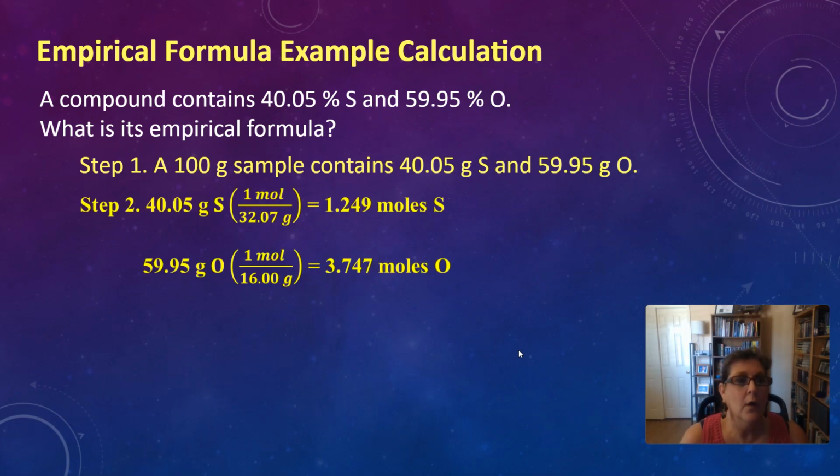Step 2, 40.05 grams of sulfur, change to moles using the molar mass of sulfur. Again, all you have to do is find sulfur in the table. There's 32.07 grams of sulfur in 1 mole. The grams goes on the bottom, so grams will cancel out top to bottom. So we've got grams of sulfur canceling out. We got moles of sulfur left as our answer, and it's 1.249 sig figs, 1.249 moles of sulfur.